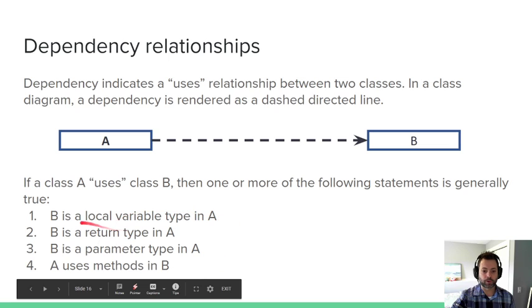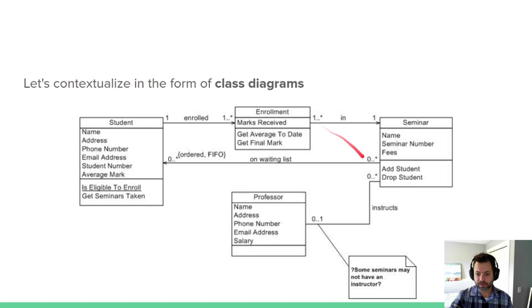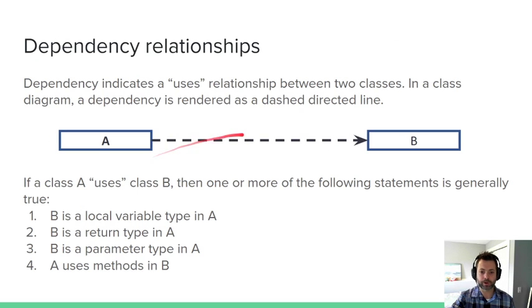Generally, it means one of these 4 points. B might be a local variable in A, B might be a return in A, B might be a parameter in A, or A uses some methods from B. You're not limited to one kind of type here, right? We don't have any dashed lines in here, but if this was a dashed line, enrollment to seminar, so this is a college class type of class diagram, maybe I need the seminar name to hook it up to the enrollment. So I'd be using this, right? But it'd be a dashed line. So that's a dependency.